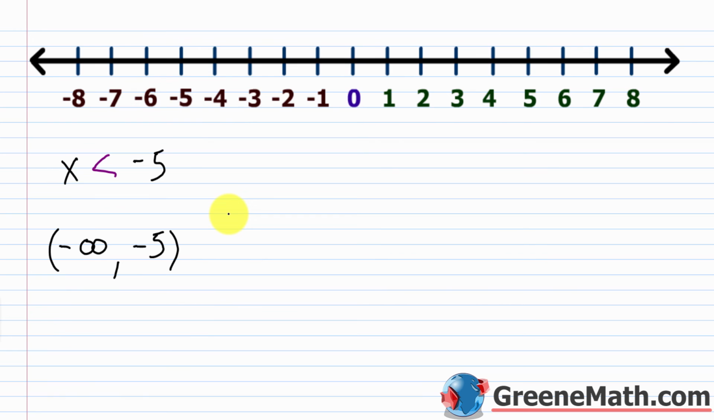Now graphically, when we look at this solution, I'm going to find negative 5, I'm going to put a parenthesis there, and I'm going to shade everything to the left, including that arrow, to say, hey, negative 5 is not included, but everything to the left is. And so x is less than negative 5 is the solution.